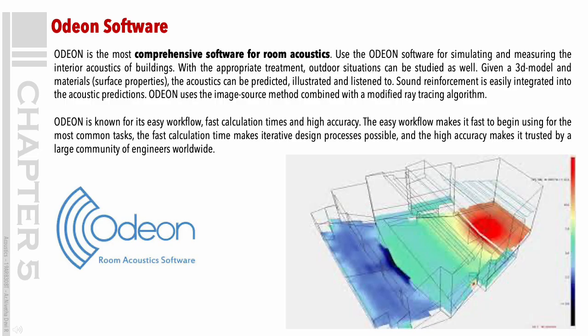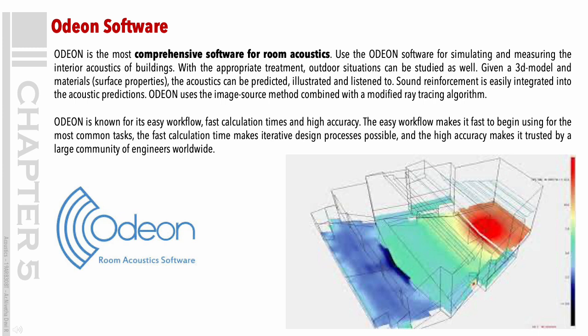Odeon software. Odeon is the most comprehensive software for room acoustics. Use the Odeon software for simulating and measuring the interior acoustics of buildings. With the appropriate treatment, outdoor situations can be studied as well. Given a 3D model and materials, surface properties, the acoustics can be predicted, illustrated and listened to. Sound reinforcement is easily integrated into the acoustic predictions.